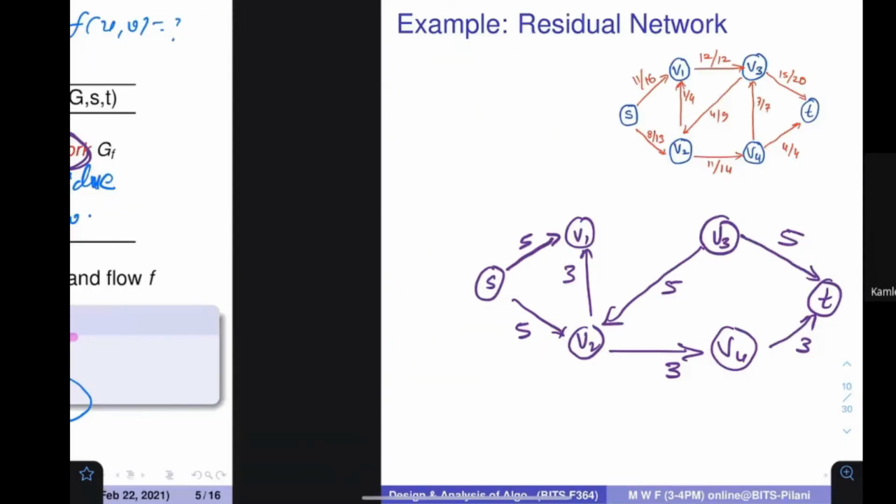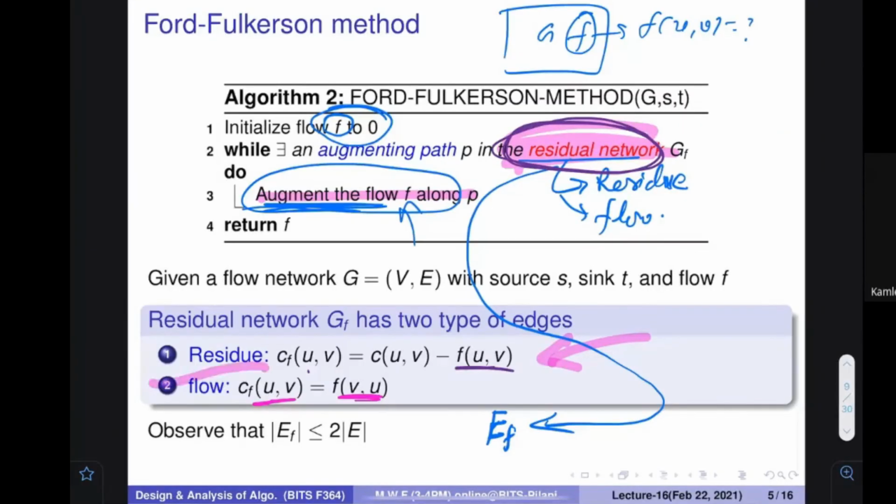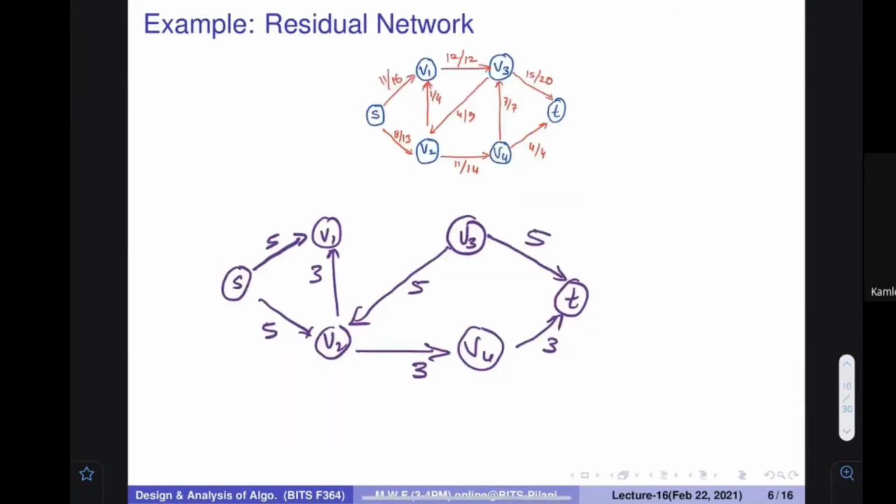Second thing in this residual network is the flow. F(U,V) is equal to F(V,U). Means what? I have to draw something else. 11 was going this side, so I would add 11 here. 8 was going this side, I would add 8 here. 1 was going there, I can add 1 over here. 12 was going there, I can add 12 into this particular side.